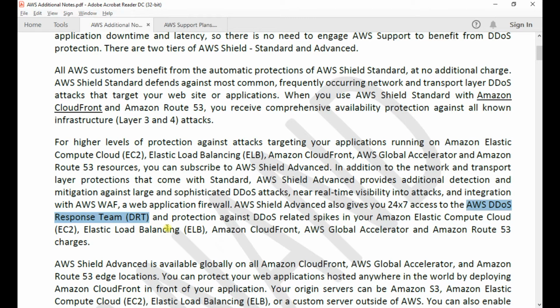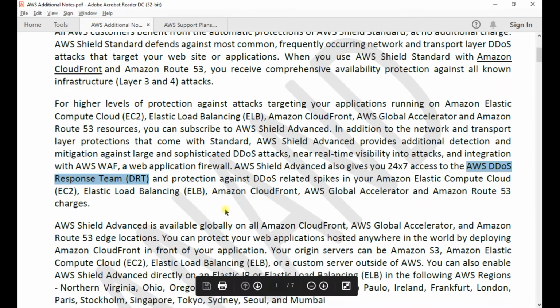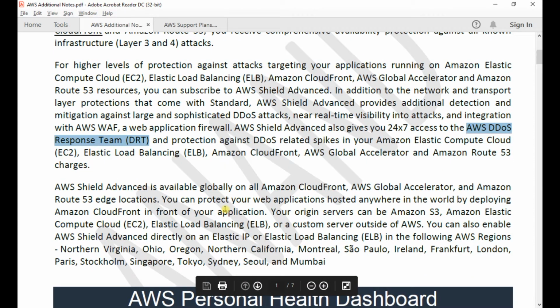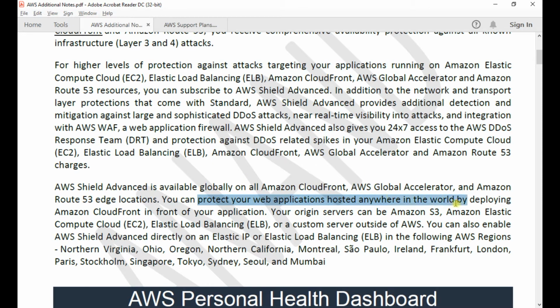Then Shield will definitely play a very important role. Okay, so this is about Shield. You can connect this Shield to almost all the services which you have hosted on EC2 or whatever it is, so then this will be protected. You can protect web applications anywhere in the world by using CloudFront in front of your application. So origin can be, as I mentioned, all the above. So these things can be used across.